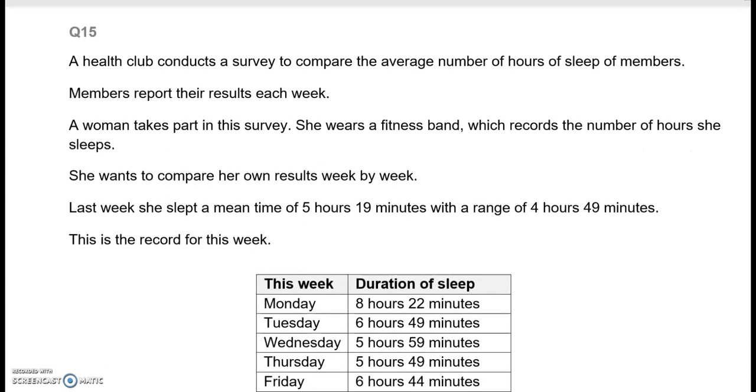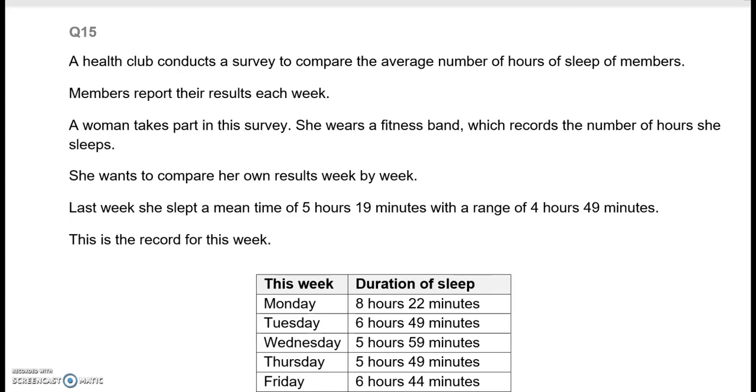Final question. A health club conducts a survey to compare the average number of hours of sleep of members. Members report their results each week. A woman takes part in the survey. She wears a fitness band which records the number of hours she sleeps. She wants to compare her own results week by week.